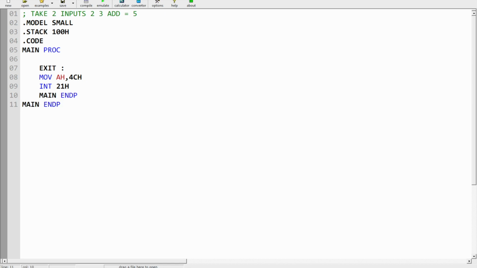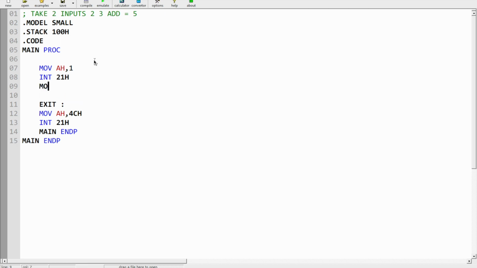Now we need to take two inputs, so we use mov ah, 1 and int 21h. This is our first input. When we take an input, it stores the value in the AL register. The AL register is already occupied, so if we take another input, it's just going to overwrite the value and we're going to lose the previous value.